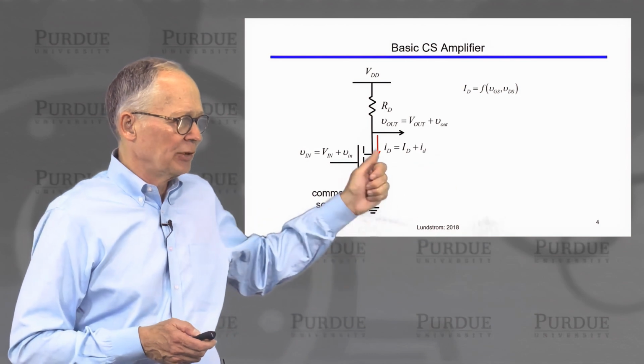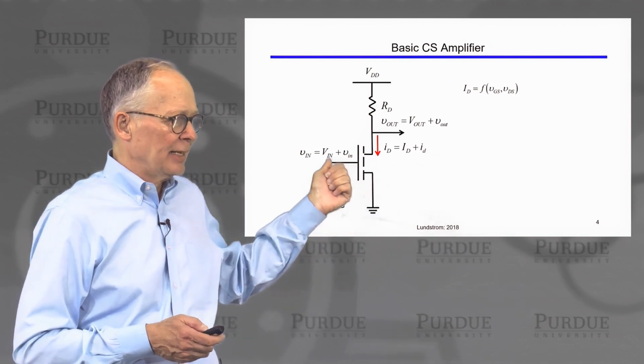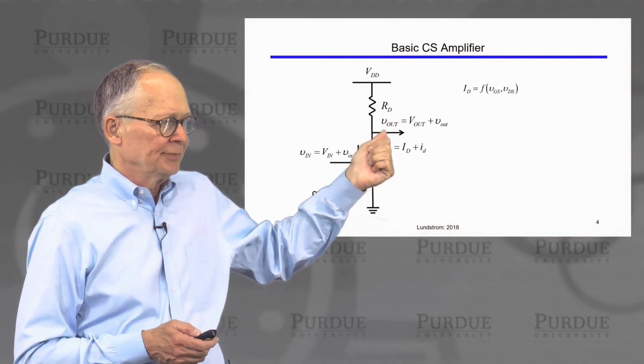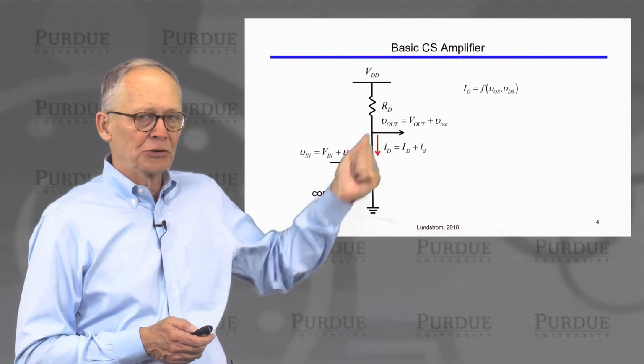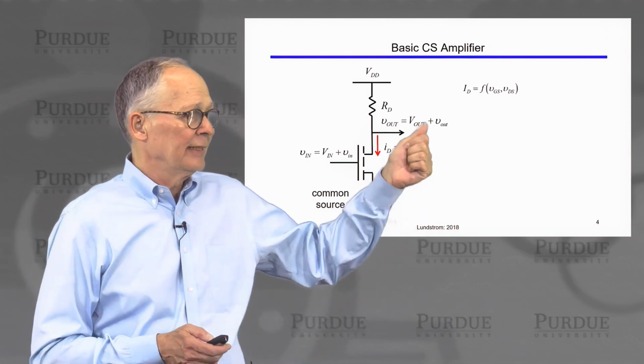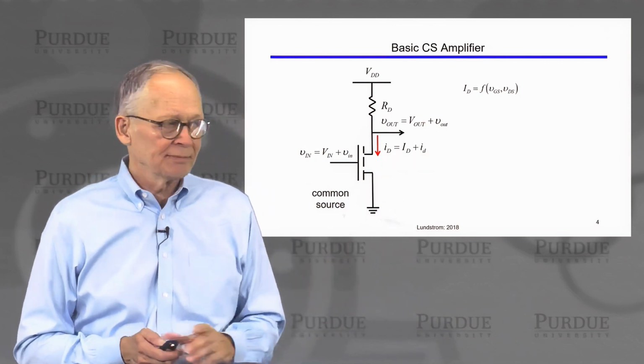So let's talk about the basic common source MOS amplifier. So here's an N-channel transistor. The input is to the gate. The output is from the drain. The drain is connected through a resistor to a power supply, and the source is connected to ground. Very simple circuit. The output is taken from the drain.